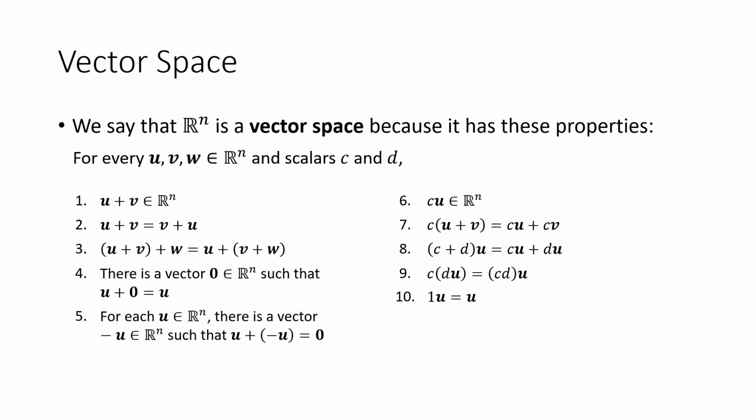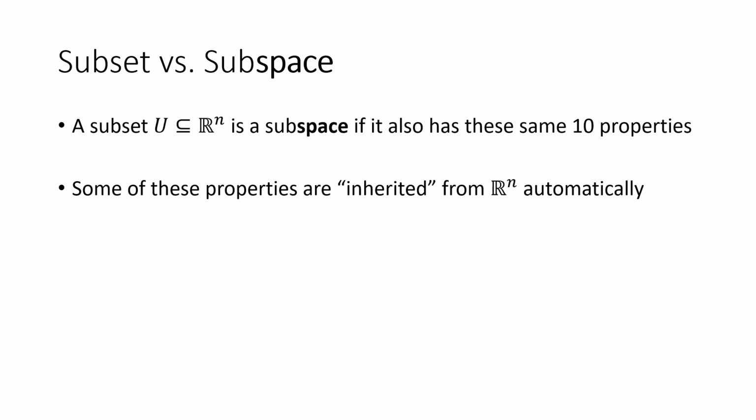So we say that Rn is a vector space because it has these 10 properties. And we've seen these properties before. We've talked about, for example, commutativity. So number 2 here is the commutativity of the vector addition operation. That's the commutative property. Not all of these have specific names. You're not responsible necessarily for knowing what these names are, but these are the 10 properties that create what we call a vector space. So when we have a subset of Rn, we say that that subset is a subspace if it also has those same 10 properties.